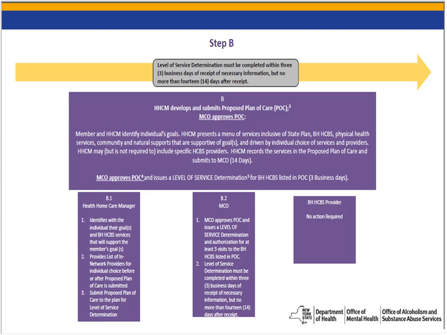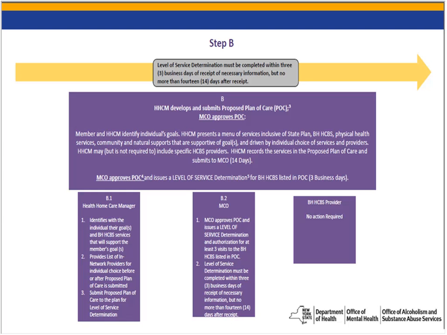So for example, if somebody is going to be receiving CPST, that the health home care manager and the individual decide that is going to be a service that the individual is going to need to get to their goal, then the plan approves that level of service, and under that level of service determination, there are at least 3 visits within 14 days that will be covered under that level of service determination. So once the plan of care is approved, like I said, the level of service determination is issued, and the authorization for at least 3 visits to the behavioral health HCBS provider that service is listed in the plan of care will cover 3 visits and within 14 days.